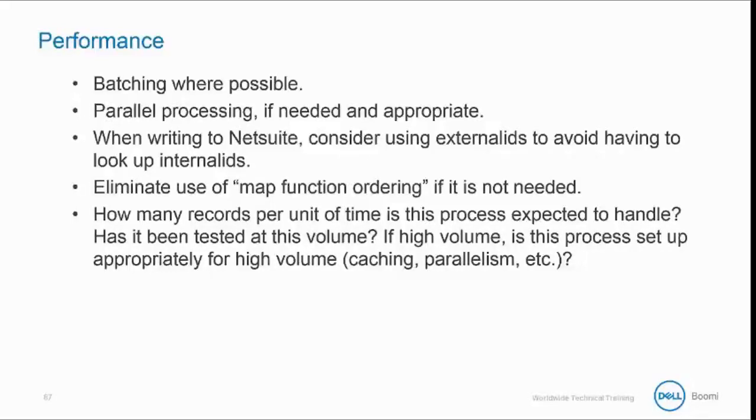When writing to NetSuite, consider using external IDs to avoid having to look up internal IDs. Eliminate the use of map function ordering if it's not needed. And ask these questions. How many records per unit of time is the process expected to handle? Has it been tested at this volume? If it's a high volume, is the process set up appropriately for high volume, with caching, parallel processing, and so on?